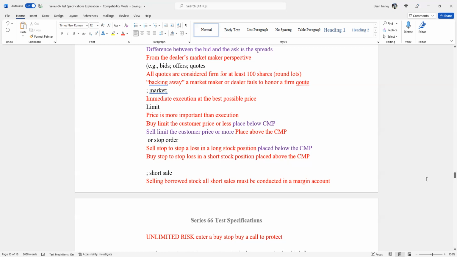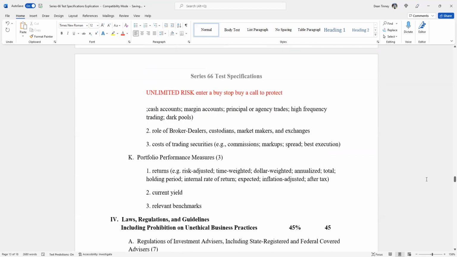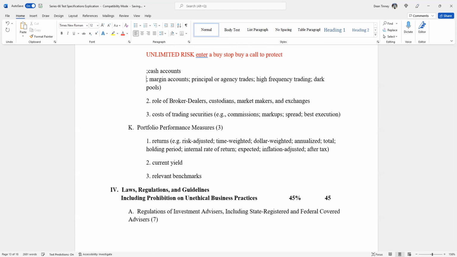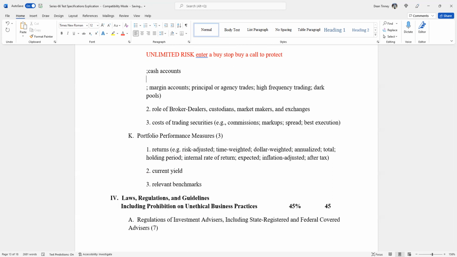And then you would no longer have unlimited risk if that's what you did. So, that's short sale. And we have 2 types of basic accounts. The 2 basic types of accounts in a broker dealer are cash accounts, where you intend to pay in full. It's very testable to know that certain accounts are required to be cash accounts. The big one would be a UTMA account.